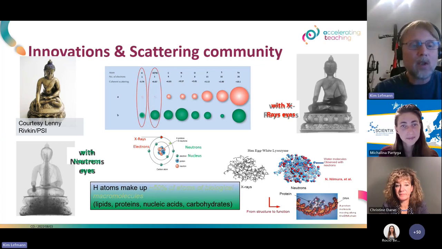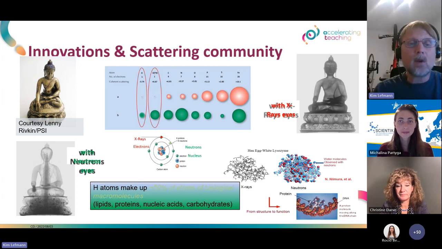Fine. What about neutrons? Neutrons are here in green. You can see hydrogen is pretty visible. Sulfur is not, and it's just not a straightforward process. It's very difficult to even calculate how neutrons interact with different atoms, and we basically have to measure it.